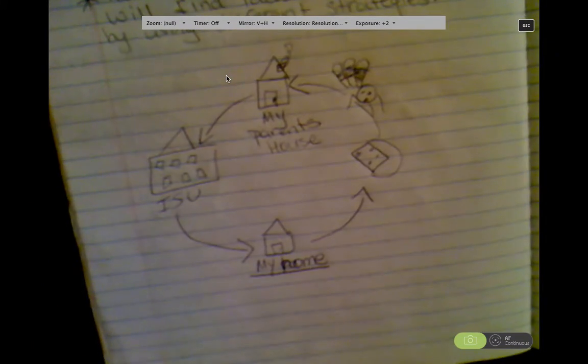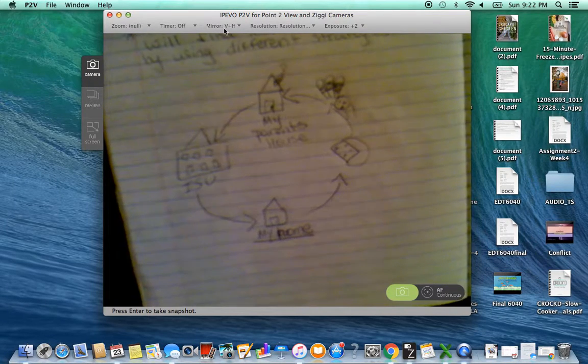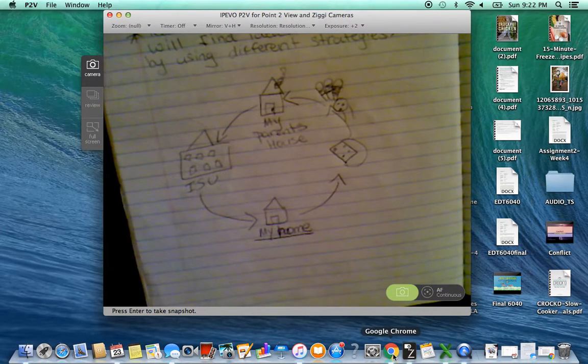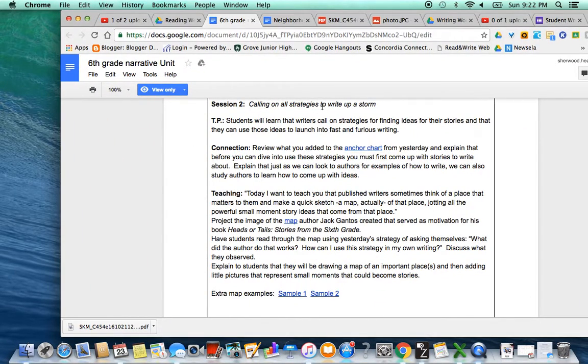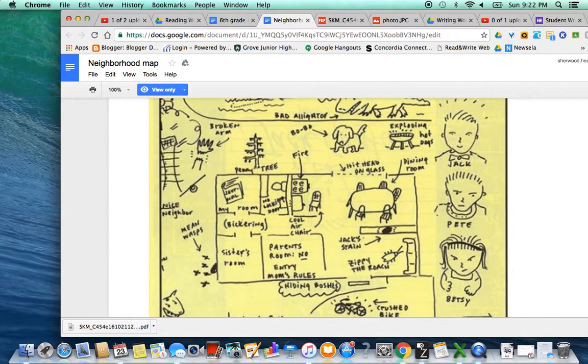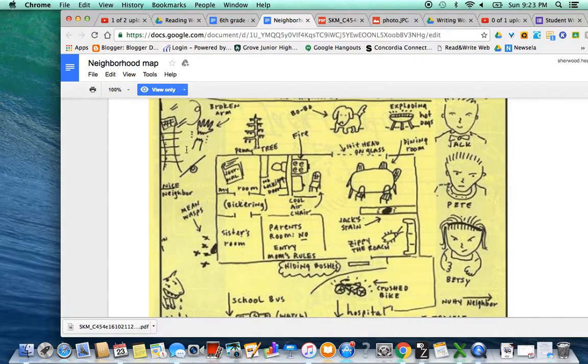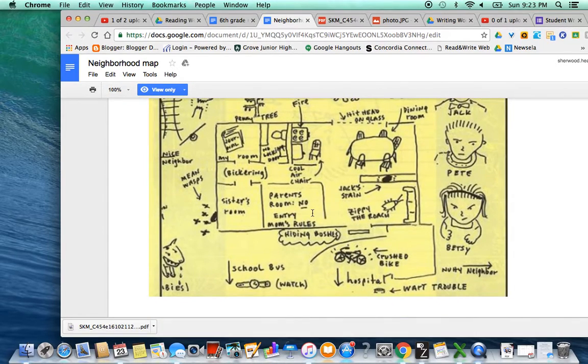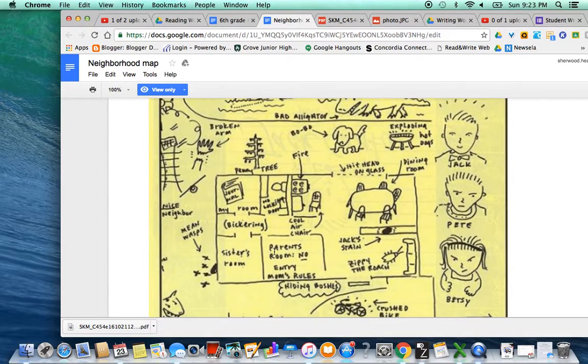You can also take ideas from the author of, let's see, what was it again? Jack Gantos, Heads or Tails: Stories from the 6th Grade. So all of these different examples, we've got characters on the side, we've got dogs, we've got a tree house over there. So if you have something that's happening over there, look at how detailed this map is, really. I could probably add a little bit more just looking at this.